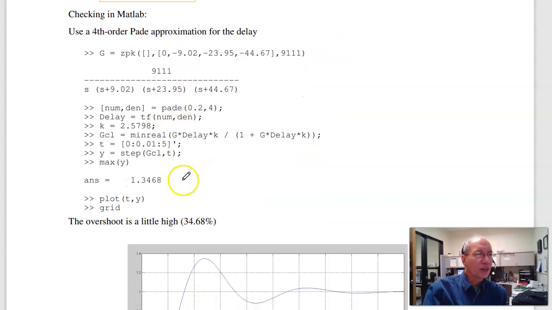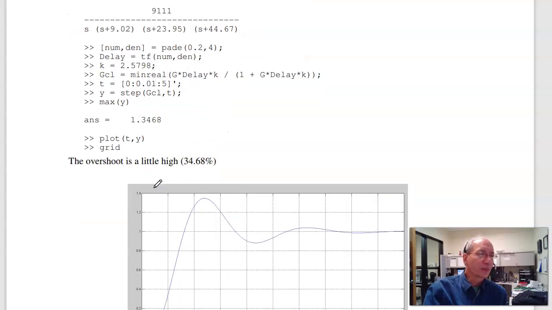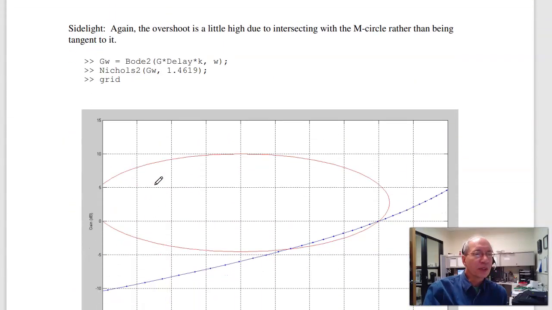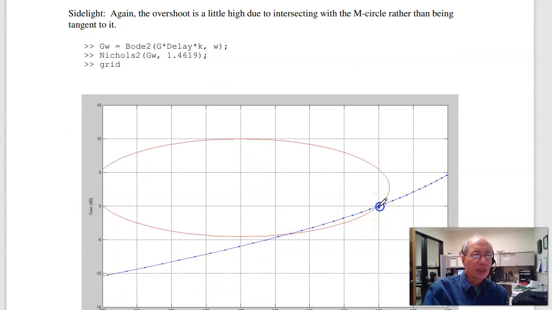Check, and the overshoot should be 28%. It's actually 34%. The reason, again from the Nichols chart, is I intersect the M circle right here. Because of the delay, it pushed this curve up a little bit. So I'm actually further inside the M circle. And further inside means a higher resonance, means more overshoot.